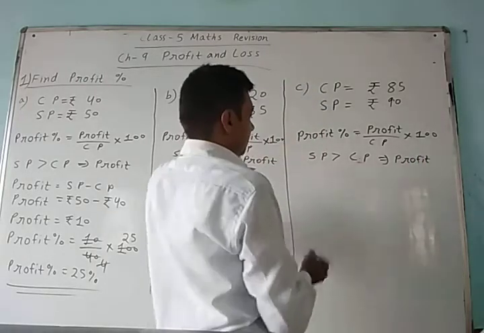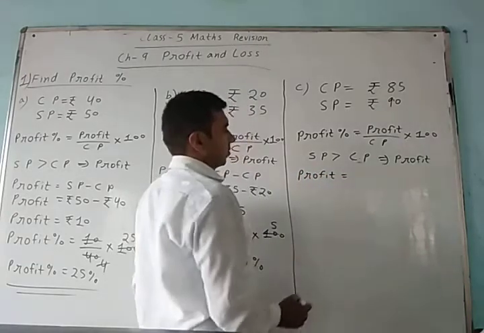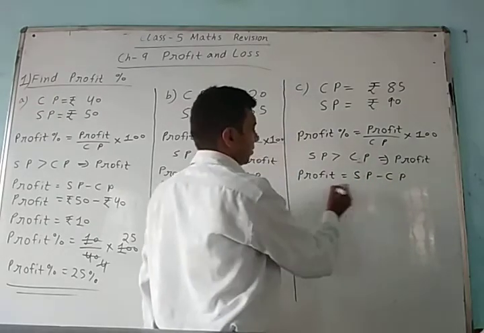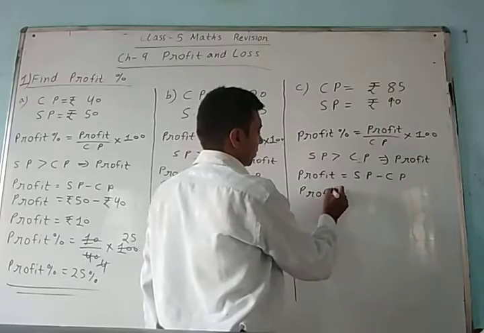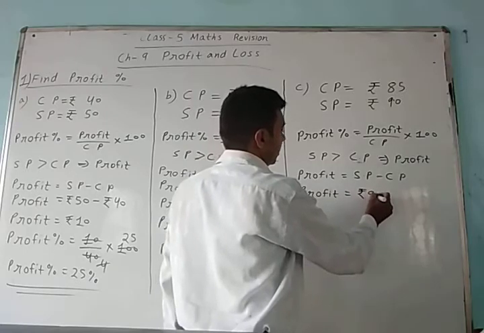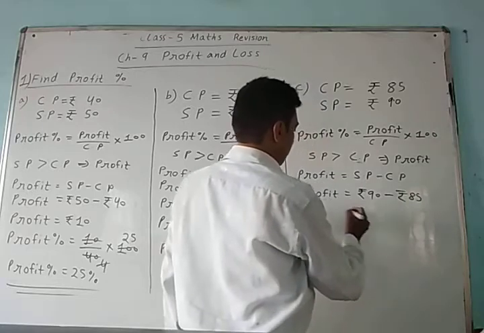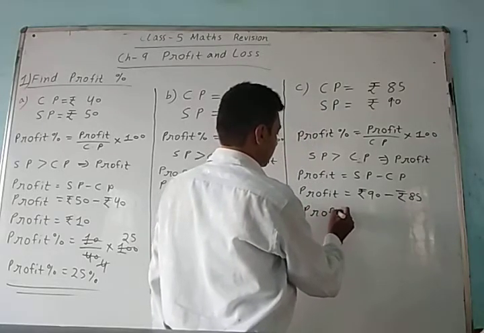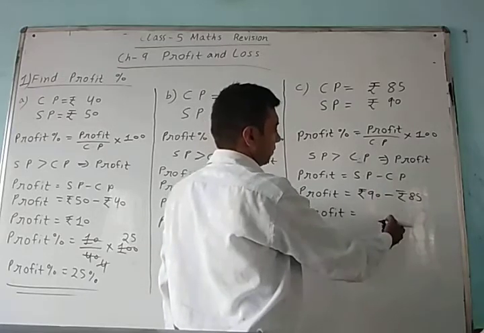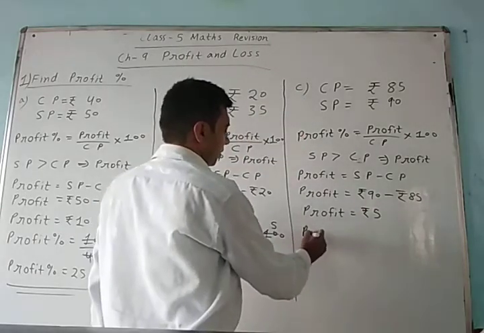Now student, profit is equal to selling price minus cost price with the value. Selling price how much student? Rupees 90. Cost price rupees 85. Now profit, 90 minus 85, so here 10 minus 5, 5. Rupees 5. Now profit percent.